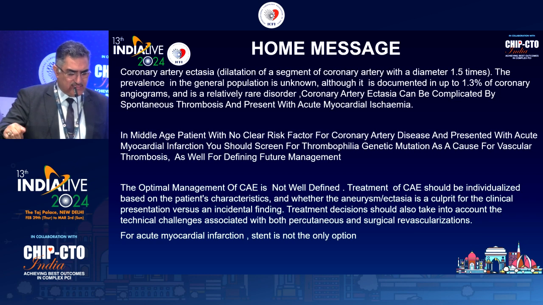The take-home message is that coronary ectasia, which we know is about 1.5 times the normal diameter, has a prevalence in the general population that is unknown, but it is documented in about 1.3 percent of coronary angiograms, and it is a relatively rare disorder. It can be complicated by spontaneous thrombosis and present with acute myocardial ischemia. You should screen a middle-aged patient for thrombophilia causes if you don't identify a clear risk factor.